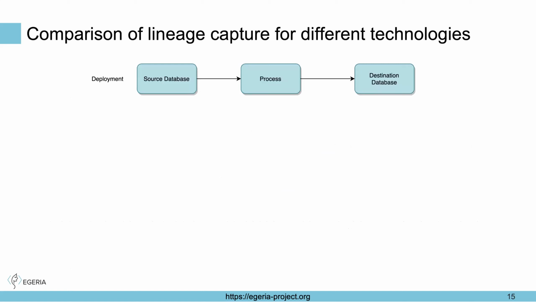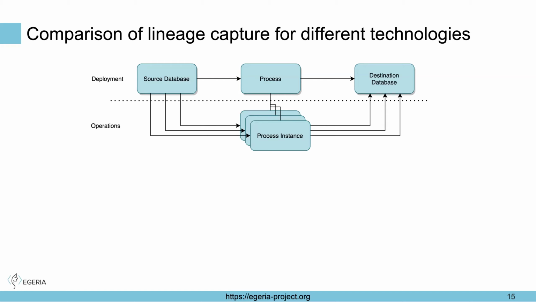So if you think about two databases and a process that's responsible for copying data from one database to another, you can catalog the design lineage part of that during the DevOps process that puts those technologies into production. And then you can have some sort of tracing mechanism in the process that generates information every time the process runs. So the first time it runs, it might copy 1,000 records. The second time it runs, it might copy 30 records. And then the third time it runs, it might copy 10.